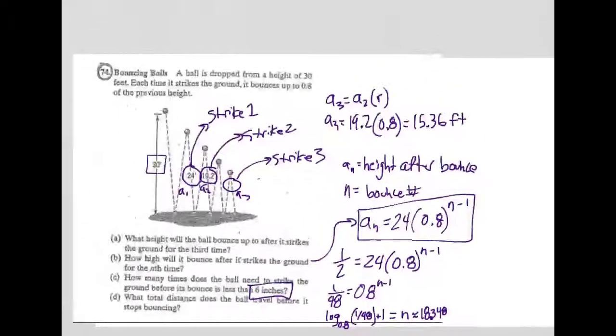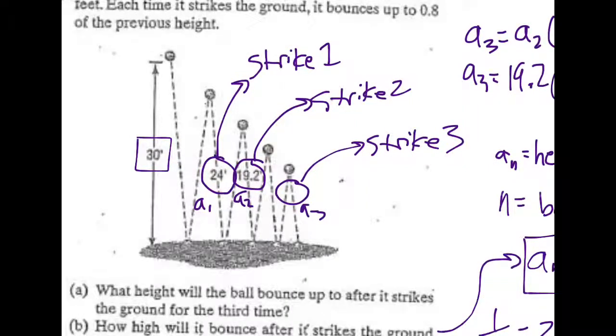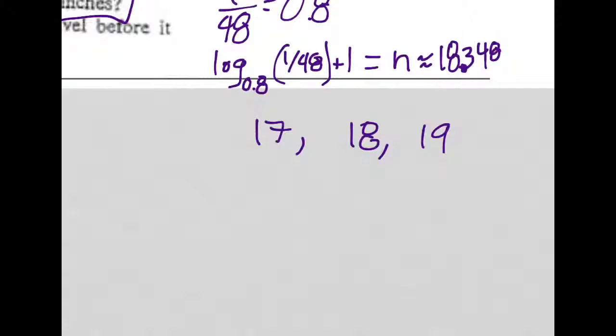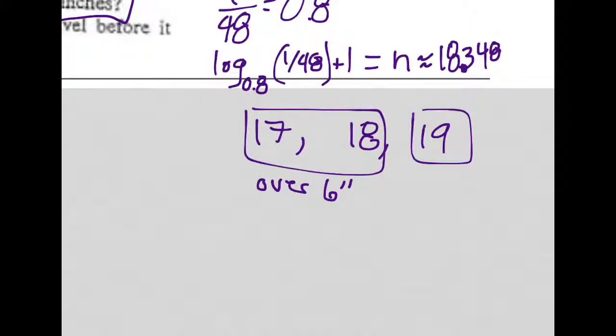Well, think about what our sequence is doing. The terms of our sequence are getting less and less. So if the bounce of 18.3 is getting us exactly to that height of 6 inches, then if we had not bounced that far, so 17 or 18, we would still be too high. We'd still be bouncing higher than 6 inches, because not until that 18.3 will it actually be low enough to be right at 6 inches, which means if we want to be less than 6 inches, we need to use 19 bounces for our number of bounces.